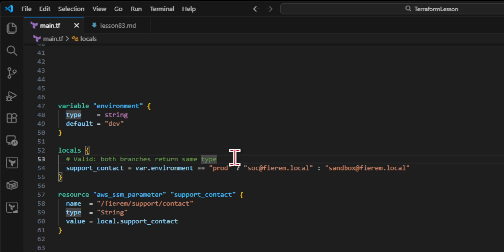Both branches must be the same type. Terraform requires this so it can determine the final type of the expression before evaluating the condition. The mechanism is type resolution at plan time. The outcome is that Terraform can build the dependency graph without needing to know which branch will execute. If one branch returns a string and the other returns a list, Terraform cannot resolve the expression type and will fail validation. This is not a runtime issue. This is a plan time constraint that enforces predictable argument shapes.